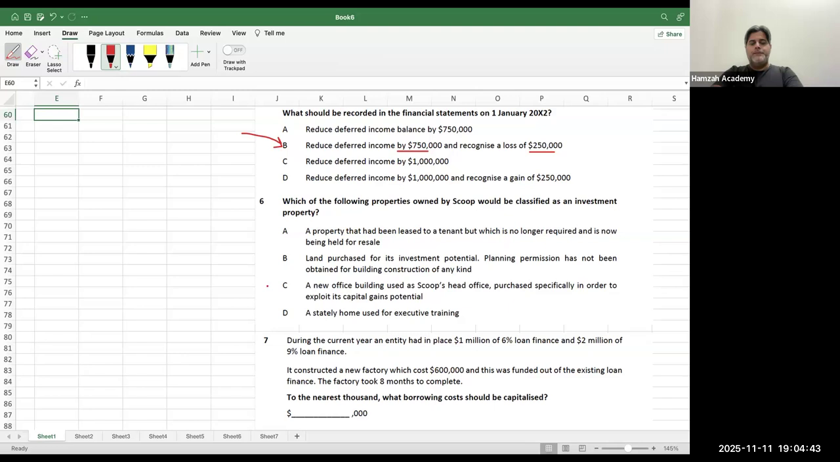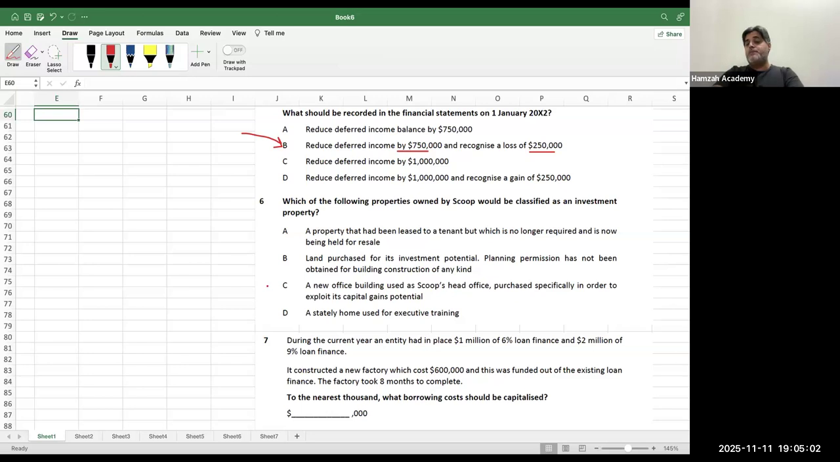So, we have number one, a property that had been leased to a tenant but which is no longer required and is now being held for resale. It was leased to the tenant, but now it's no longer required, and if it's held for sale, then we can say this is an asset held for sale. That's not an investment property.